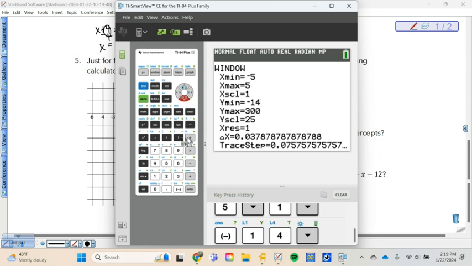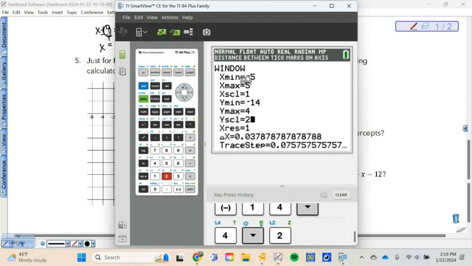And what's the maximum y value? 4. And what are we counting by? By twos. So our y scale is going to be 2. So x min, negative 5. X max, positive 5. X scale 1. Y min, negative 14. Y max 4. Y scale 2. That's just going to help the graph actually look the way we want it to look.